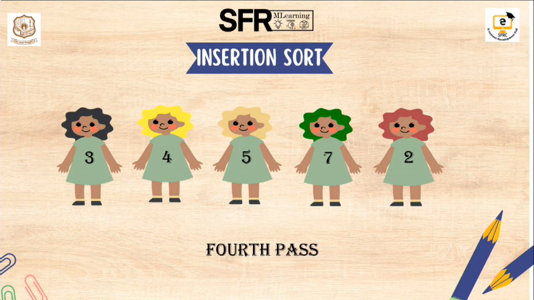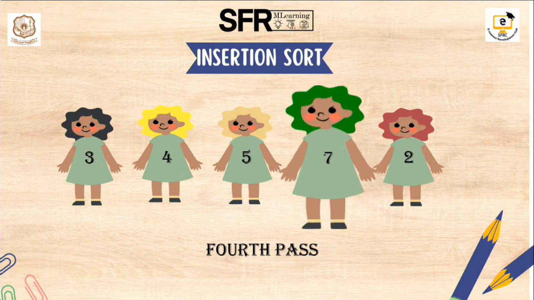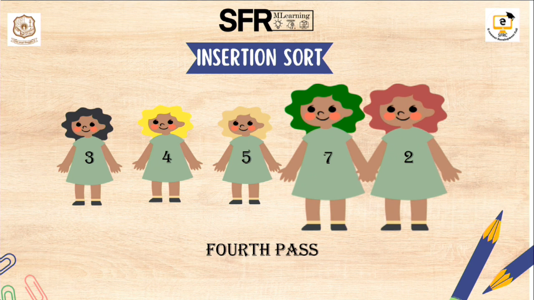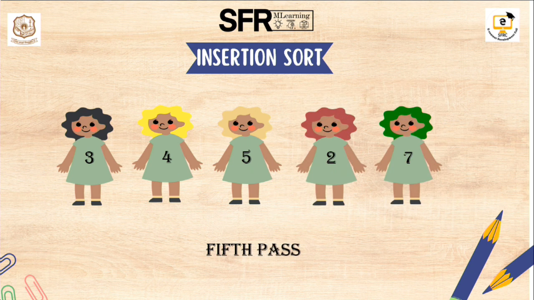In fourth pass, we have to check the numbers 7 and 2. Here 7 is greater than 2. So 7 is not at the correct position. Now swap 7 and 2. From the fifth pass, we have to again check from the starting position. After the nth pass, the array will be sorted.